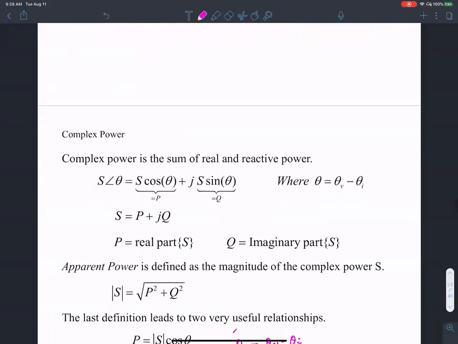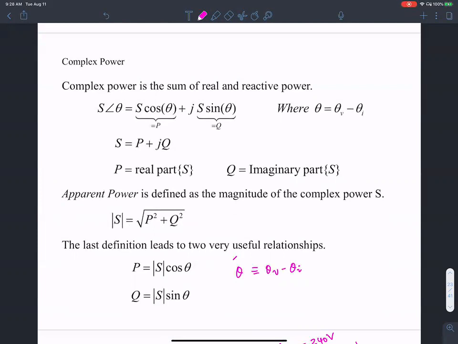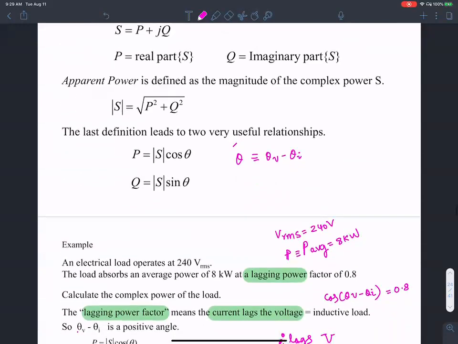Then we went on to talking about the complex power. It is the sum of the real and the reactive powers. There's a real part and an imaginary part. When you put them together in a complex number form, you have a complex power. The apparent power is defined as the magnitude of the complex power S. The square root of P squared plus Q squared is defined as the apparent power. This last definition leads to two useful relationships. P is the modulus of apparent power times cos theta. Q is the modulus of S times sine theta.